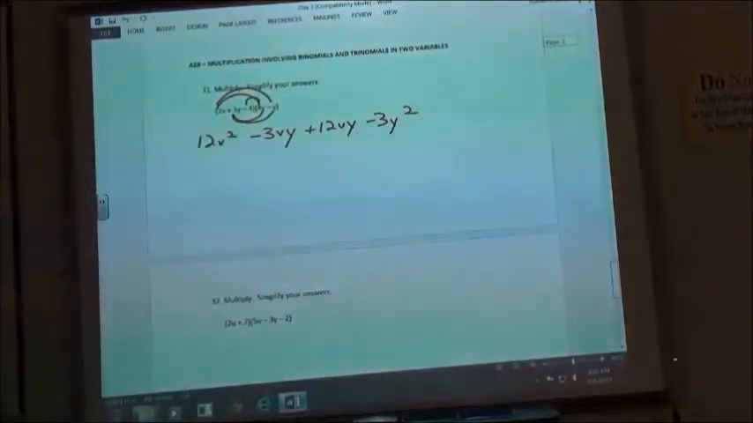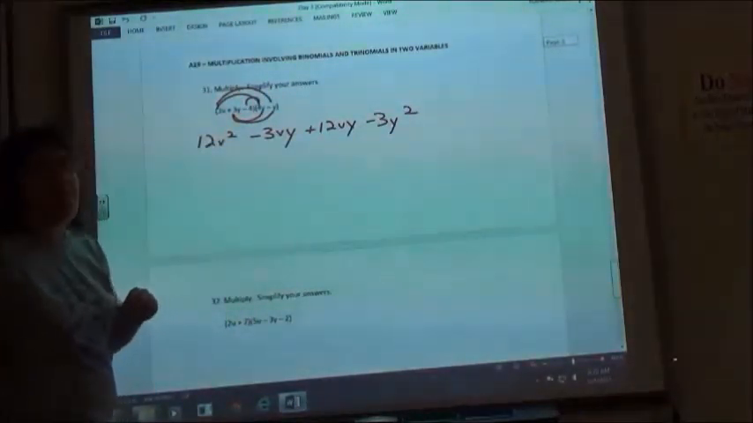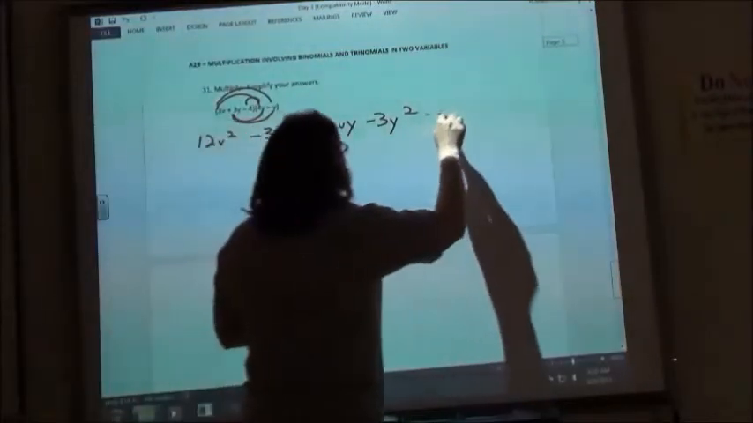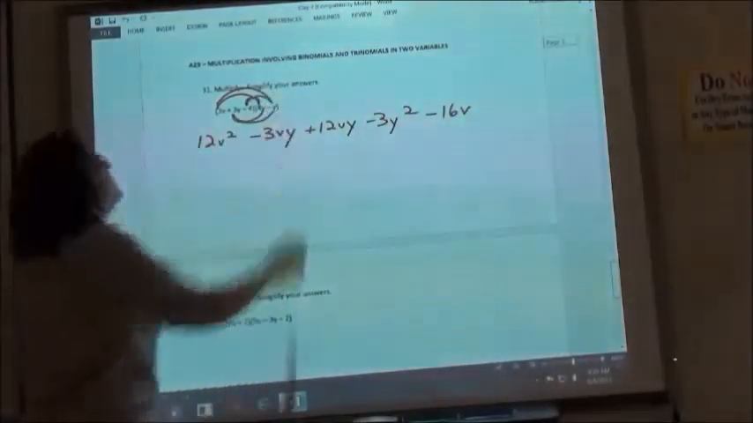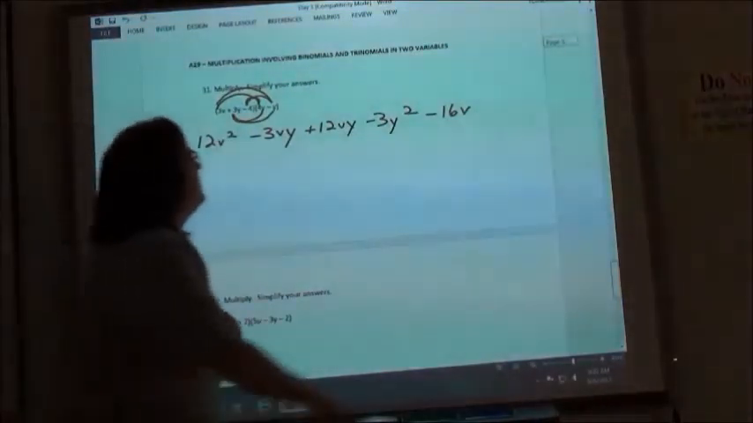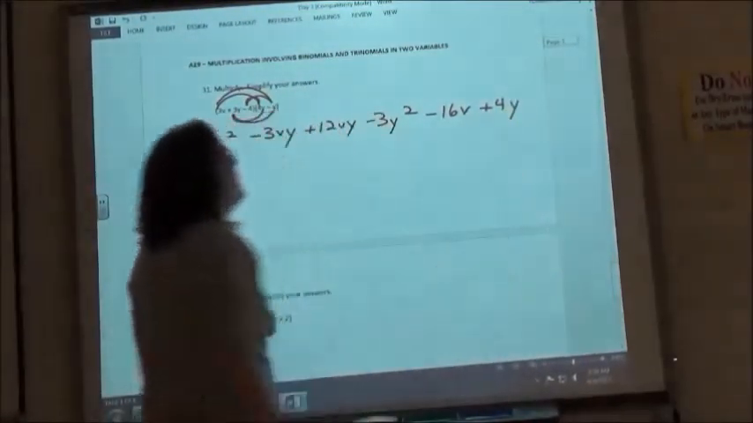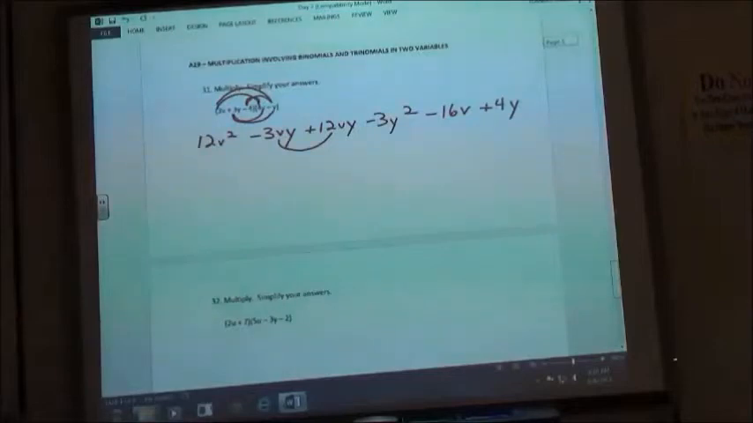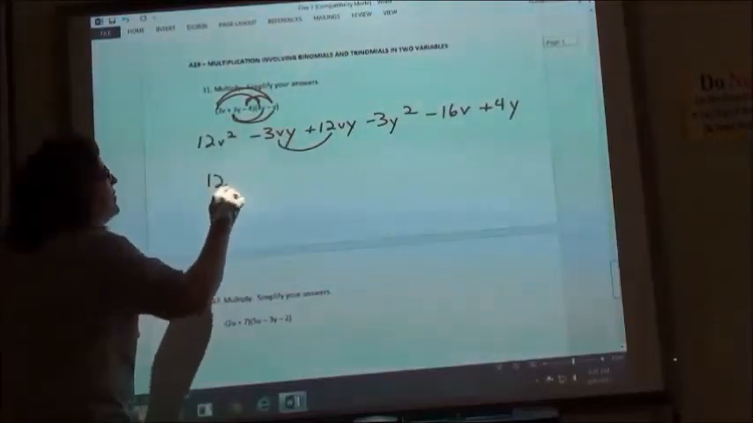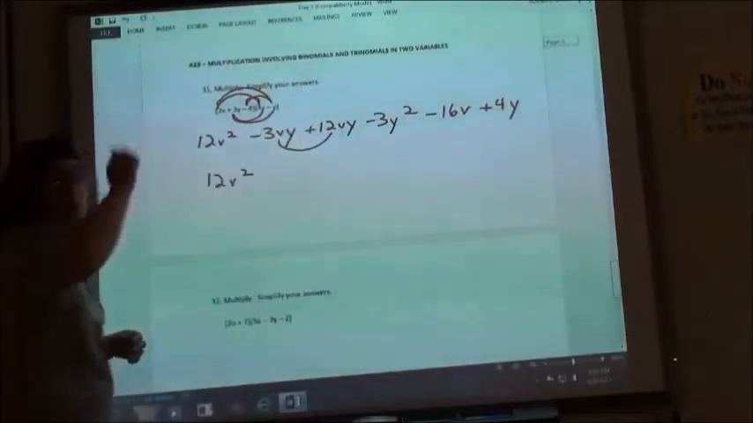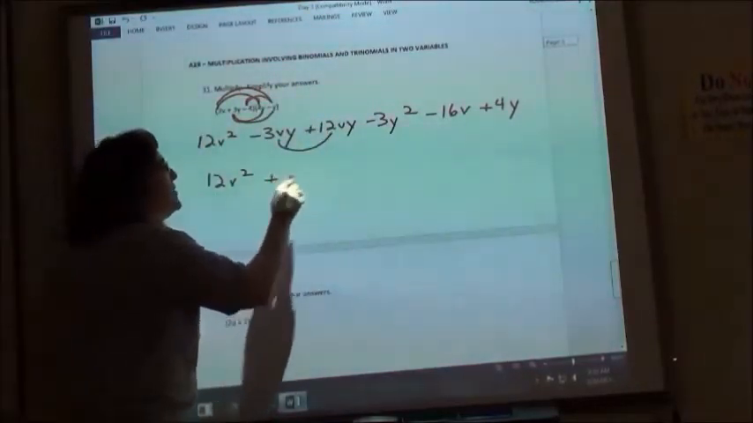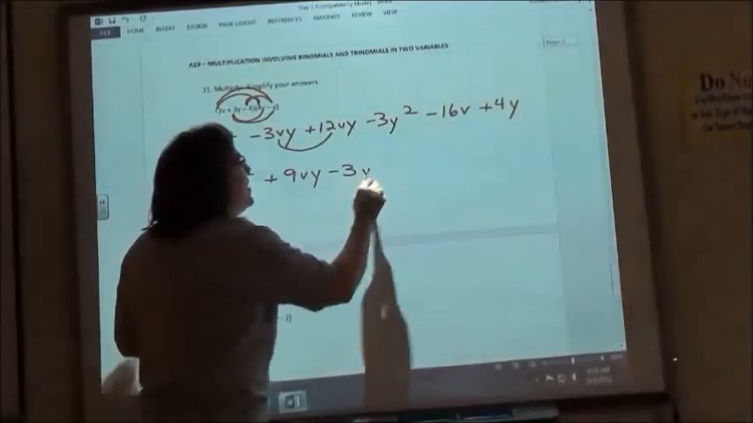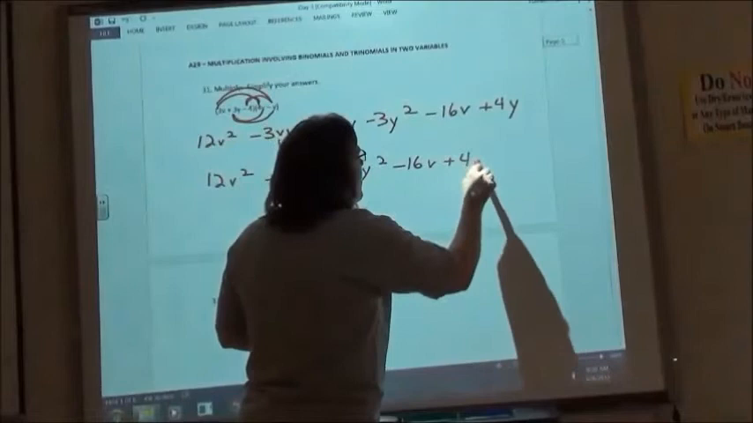Negative 4 times 4v, negative 16v, and negative 4 times negative y, positive 4y. Looking for any like terms, here we have a pair of like terms. Now in the ALEKS program, they're going to rearrange it and put it in descending order. You don't really have to worry about doing that unless you really want to. So I would probably just leave it in the order it is. 12v squared, negative 3 plus 12 would give me positive 9vy minus 3y squared minus 16v plus 4y.